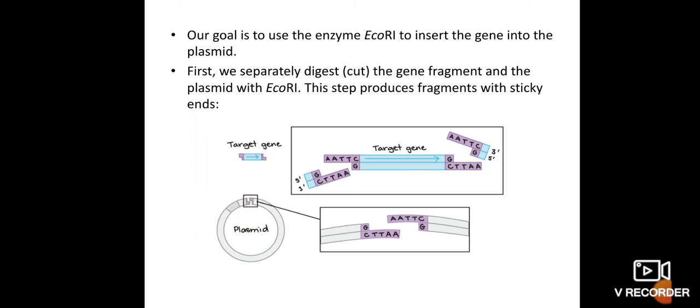First, we separately digest or cut the gene fragment, the gene of interest, and the plasmid with the same restriction endonuclease enzyme, which is EcoRI. This step produces fragments. So we can see here there are fragments, all bits of DNA.